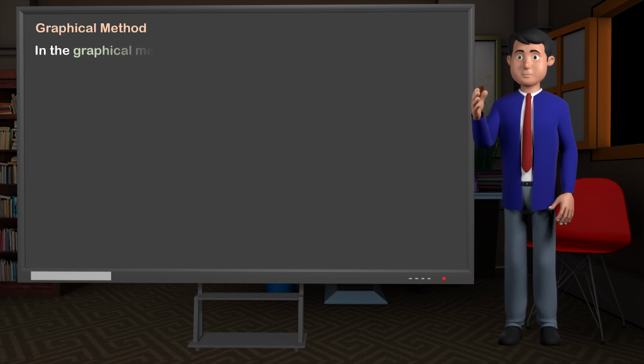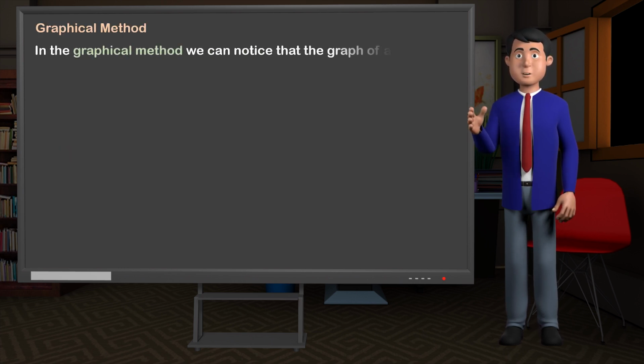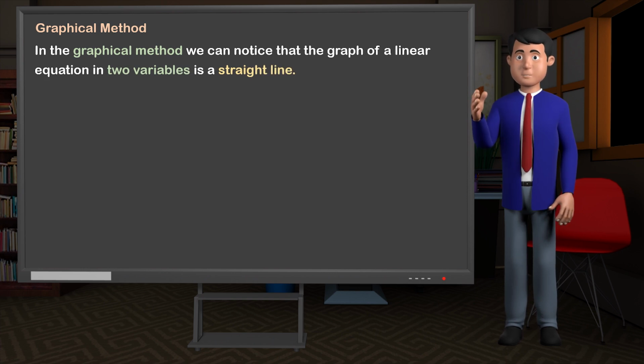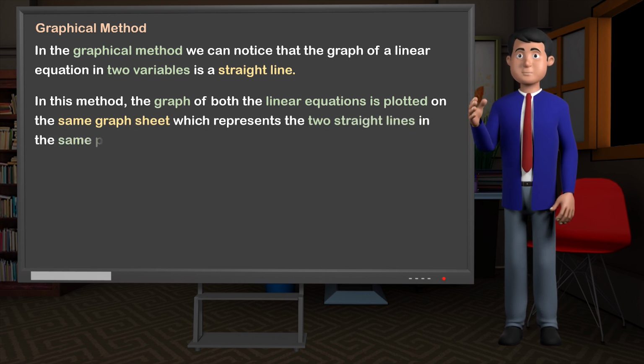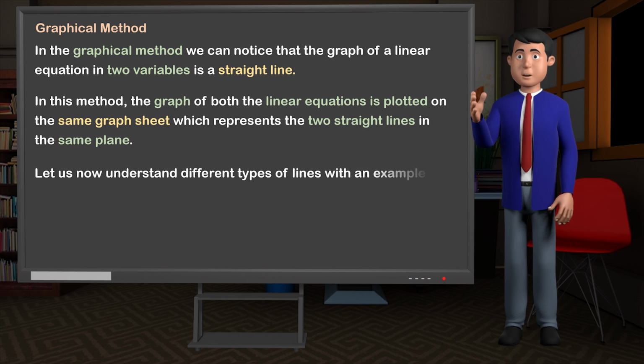In the graphical method, we can notice that the graph of a linear equation in two variables is a straight line. Also in this method, the graphs of both the linear equations are plotted on the same graph sheet, which represents the two straight lines in the same plane. Let us now understand different types of lines with an example of trains.